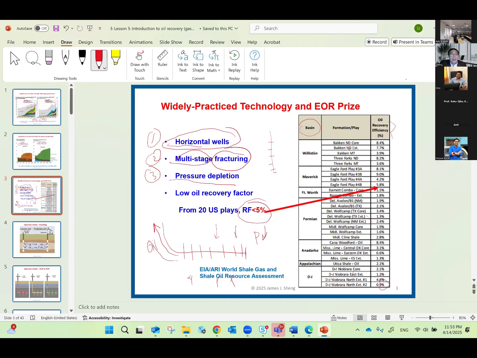Okay, so then what is the problem? Even when we use such advanced technology, we can only produce 5% of the oil in the reservoir. So therefore, how to produce additional oil, or how to enhance oil production from shale reservoirs, will become important, or urgent. We need to find out how to do that.